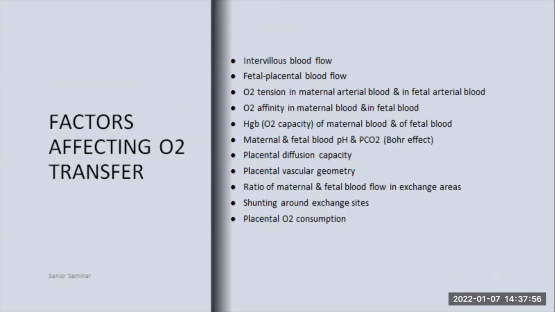Also, other factors are the placenta diffusion capacity, placenta vascular geometry, the ratio of maternal and fetal blood flow in exchange areas. You could also have shunting around the exchange areas that will greatly affect oxygen transfer. And also the placenta oxygen consumption: if the placenta requires more oxygen, that means we need more blood flow to the area.